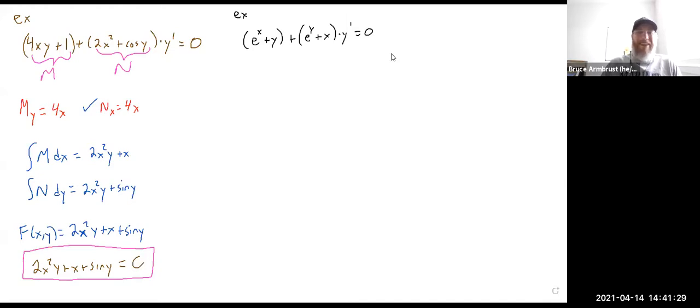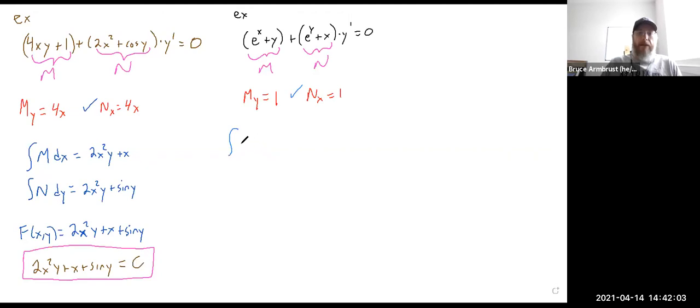All right, so there's our differential equation. So now let's do the same thing. Here's M and here's N, and let's check them real quick. So for M, the e to the x goes away, y gives us 1. And for N, x, e to the y goes away, x gives us 1. Cool. This thing is exact.